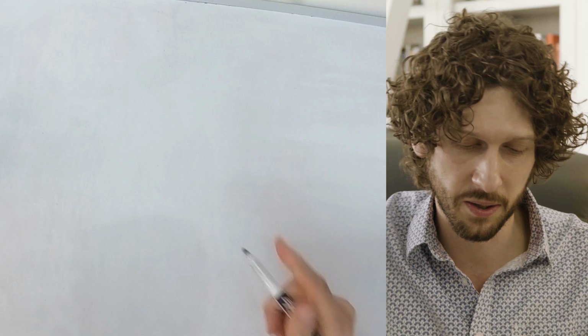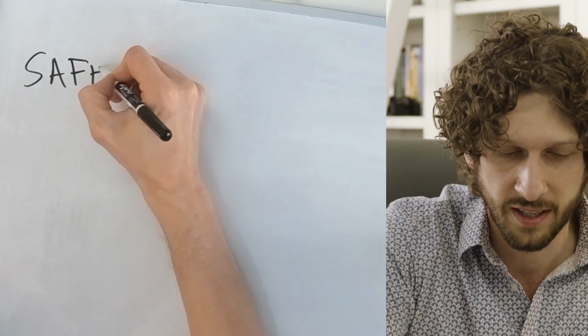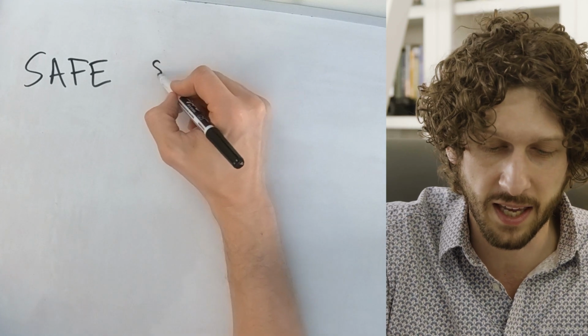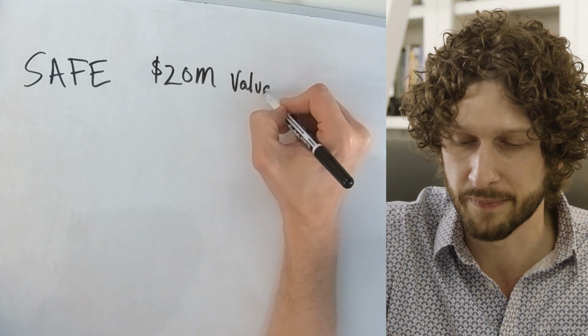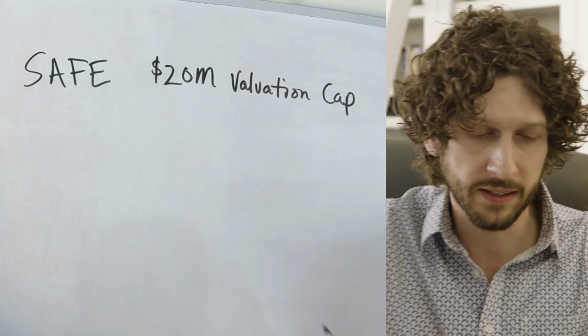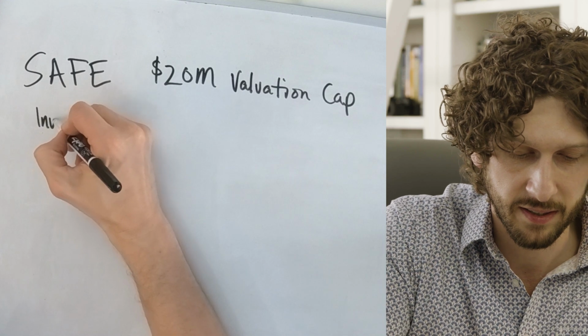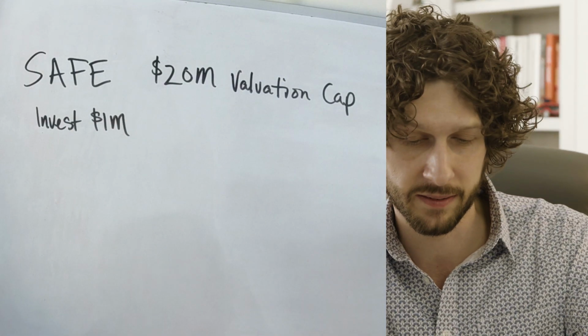So let's do some quick math. This is really simple. Let's say you invest in a safe, and that safe comes with a $20 million valuation cap. Let's say you invest $1 million into the company.